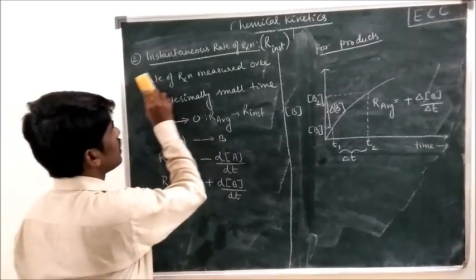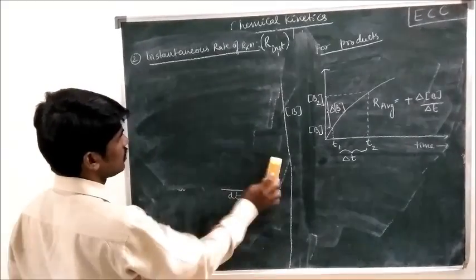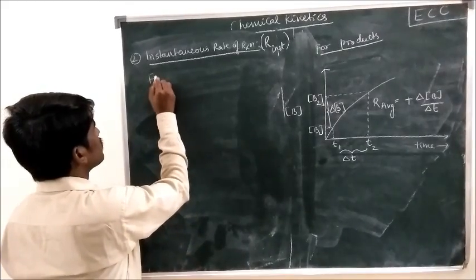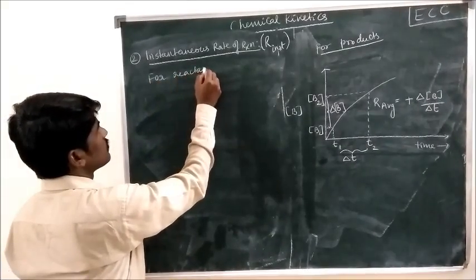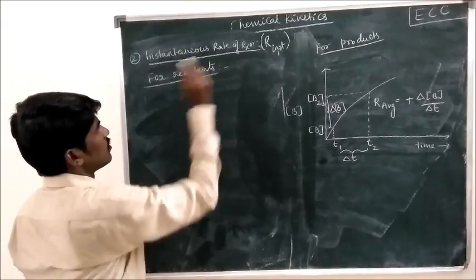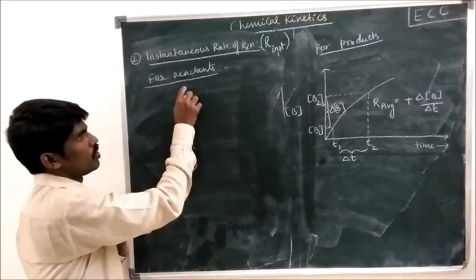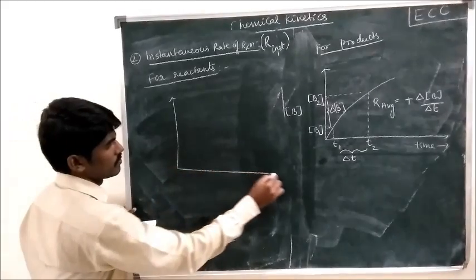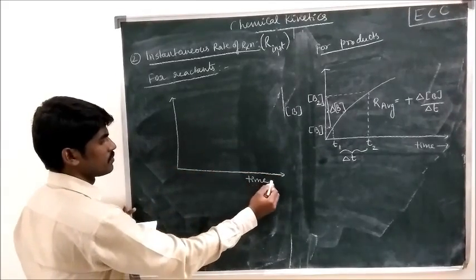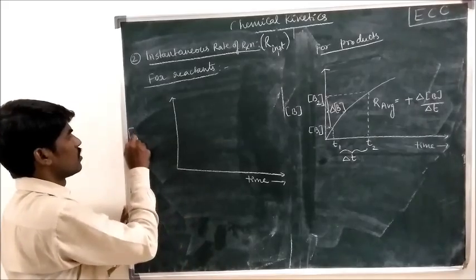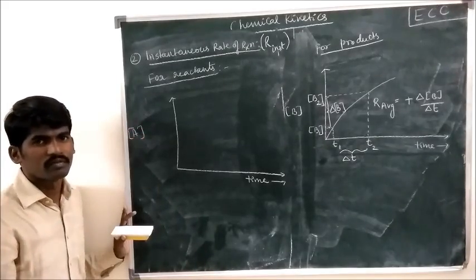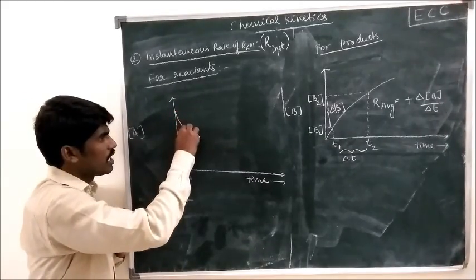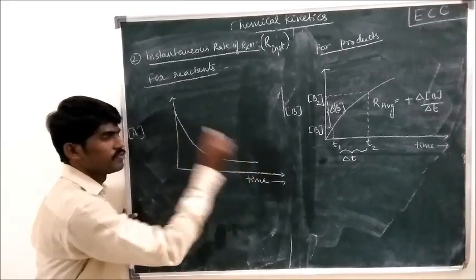Now, you will see the graphical representation. Let's take a look at it. First for reactants. So I told you A is giving rise to products. A is the reactant. With respect to time, time is taken on the x-axis. Concentration of A is taken on the y-axis. Initially the concentration of A is very high. As the reaction proceeds, the concentration decreases.